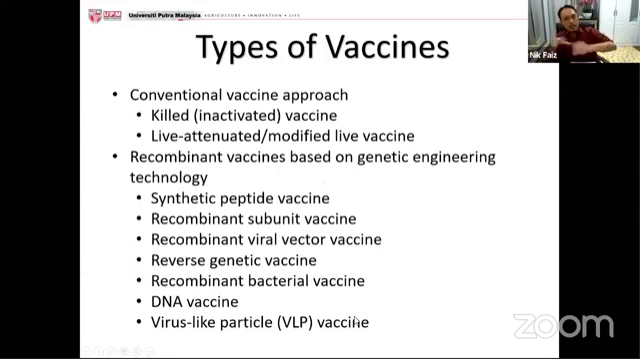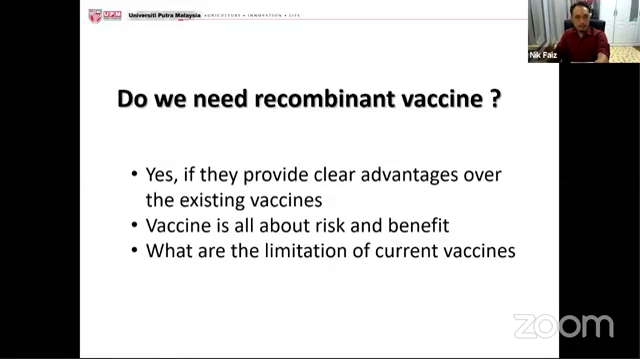Okay, just now I've also spoken to you about the different types of vaccine currently available and future prospects of the vaccines. Currently, we have the conventional vaccine approach, which is the killed and live attenuated vaccine. And we also have recombinant vaccine based on genetic engineering technology. Some of it is already available in the market. Some of it is in the process of being made available or in the testing periods.